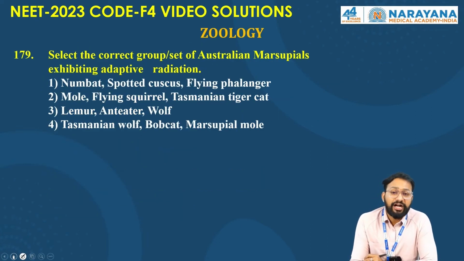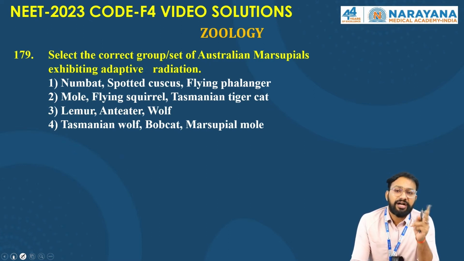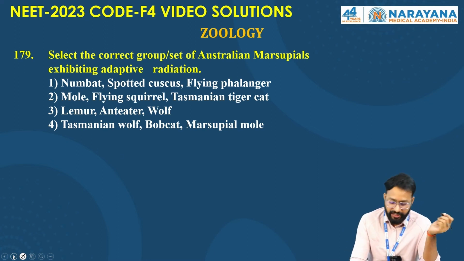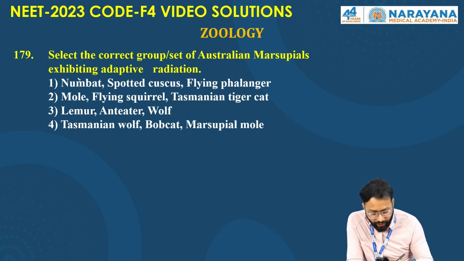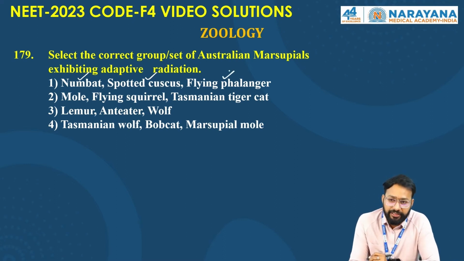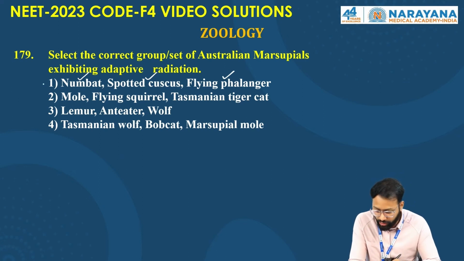It is related to adaptive radiation. Select the correct group of Australian marsupials. In adaptive radiation, you have adaptive radiation related to Darwin's finches, Australian marsupials, and placental mammals. If you see Numbat, it is an Australian marsupial. Spotted cuscus, it is also an Australian marsupial. Flying phalanger or the sugar glider, it is also an Australian marsupial. Right? So the correct option we got already over here.